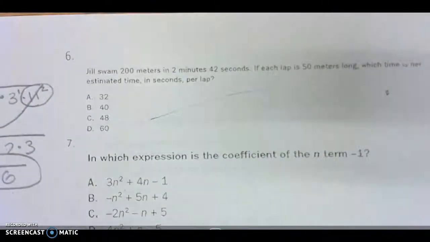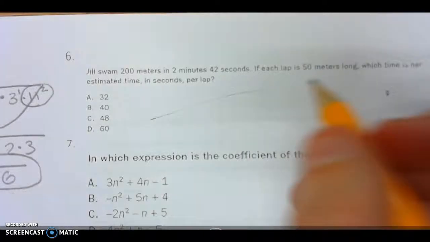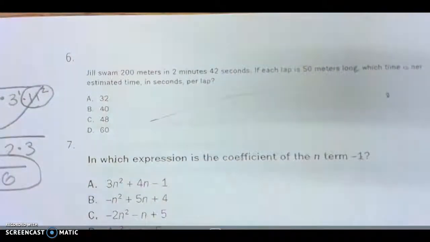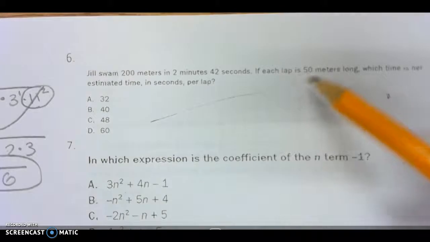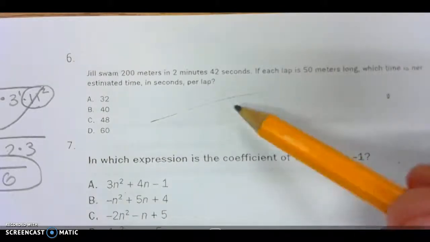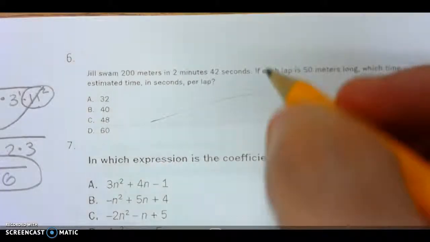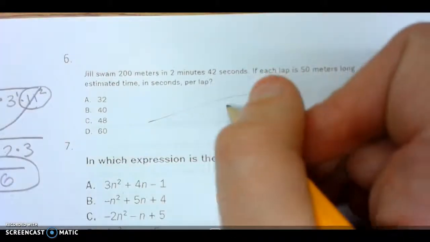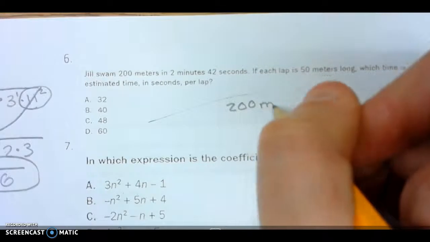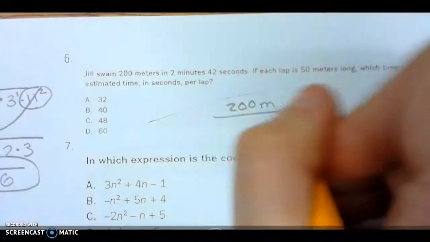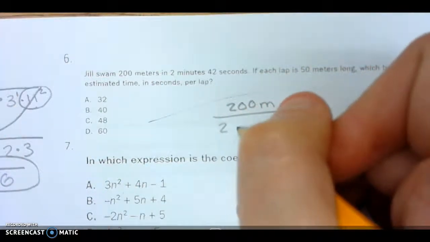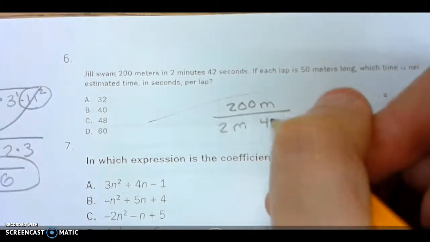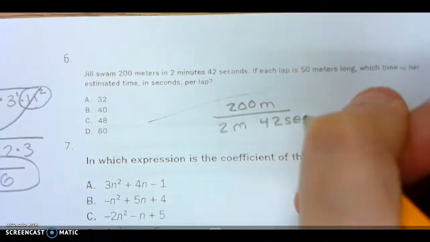Number 5. Jill swam 200 meters in 2 minutes and 42 seconds. If each lap is 50 meters long, what is her estimated time in seconds per lap? So, she swam 200 meters, and that was in 2 minutes and 42 seconds.